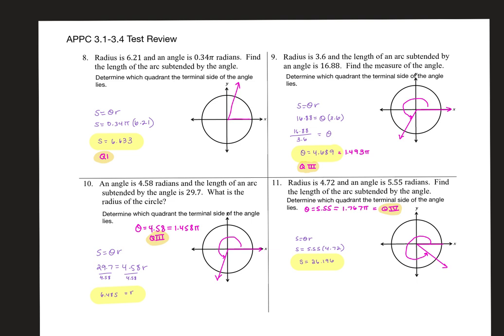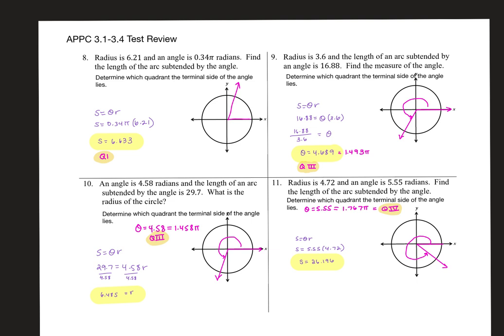10, your R is 6.485, and your angle was given to you in radians, not in terms of pi. So that 4.58 had to get divided by pi. 1.458 is what you got. Again, puts it back in the third quadrant. And then 11, your arc length is 26.196. Again, the question gave you the angle, but not in terms of pi. You had to divide by pi, and it would have been 1.767 pi, which is in the fourth quadrant.